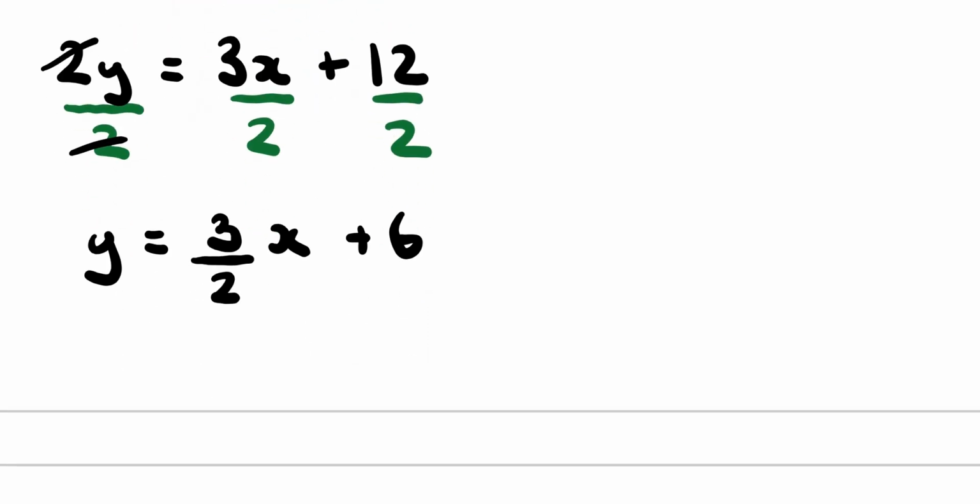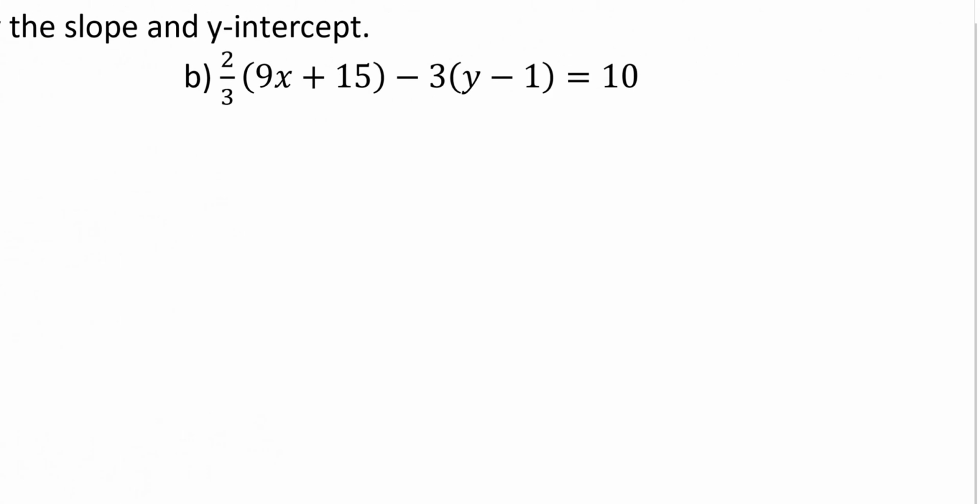Okay, and then from here on, we know the slope. The slope here is going to be 3 over 2, and the y-intercept is going to be 6. All right, so that's it for that question there. We need to identify the slope and the y-intercept. Okay, moving on to the next one here.